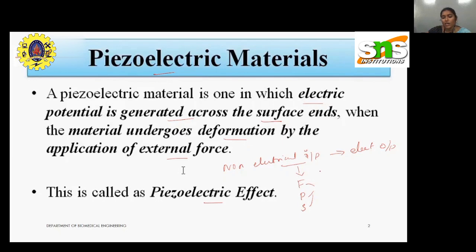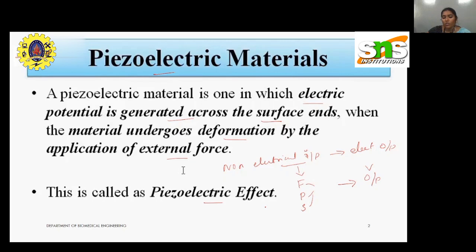That material will undergo deformation by changing its shape. As a result, there is a creation of charge carriers, which is nothing but electric potential, generated across the surface of the piezoelectric crystal. As a result, you will get a voltage as output. This is the principle, the basic effect, that is the piezoelectric effect, which is followed in the piezoelectric transducer.